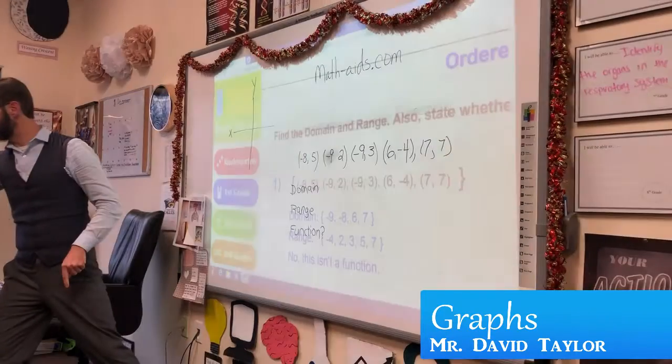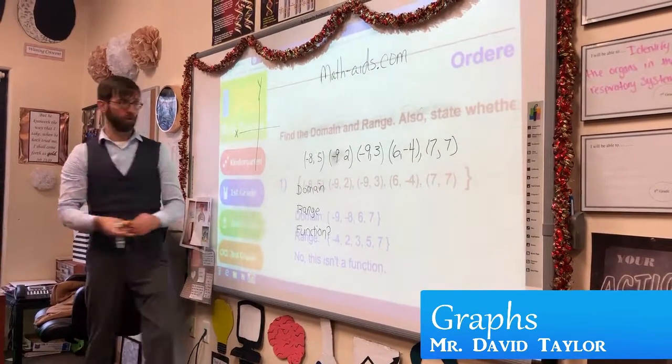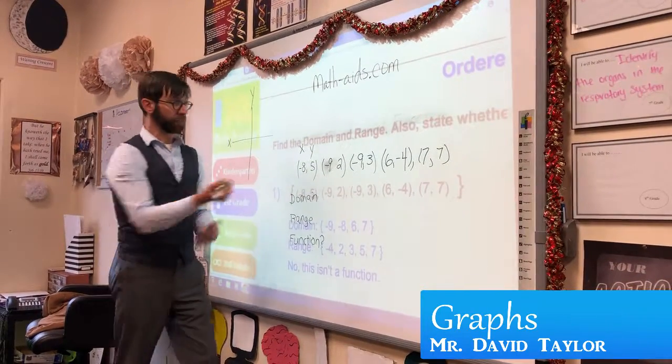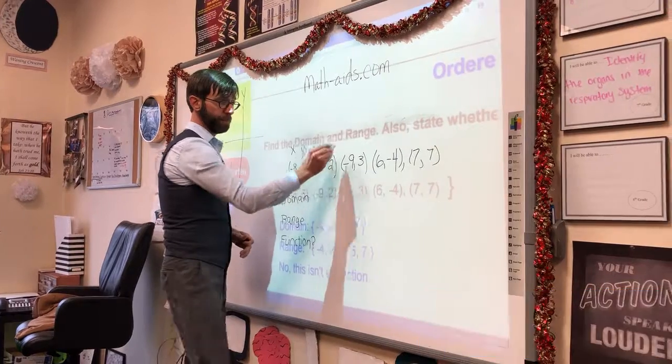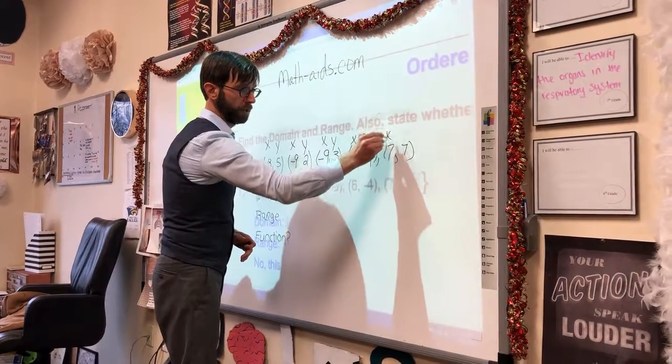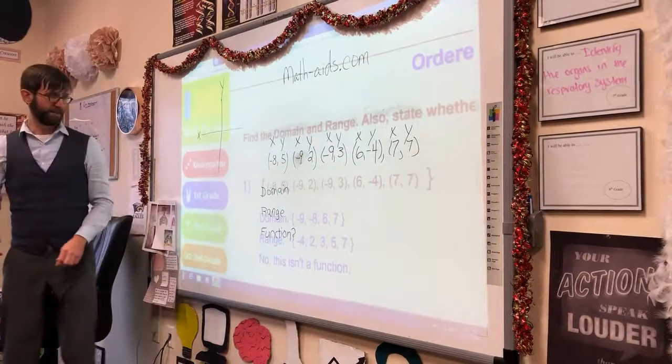X, because alphabetically, X comes before Y, so that's easier to remember. I didn't know it was alphabetical. Yep, but that's one way to remember it. X comes before Y, so in a coordinate pair, X will always come before Y. Okay, good.